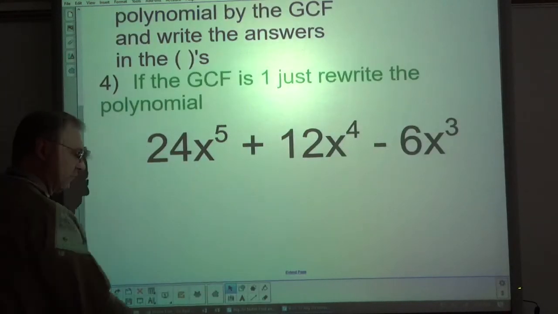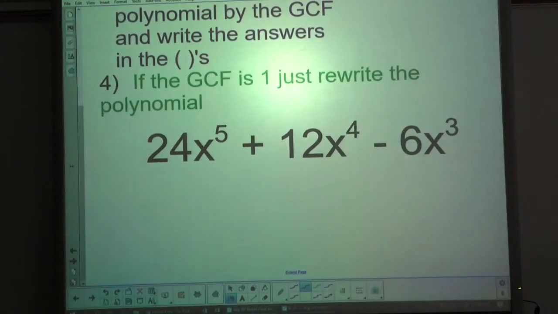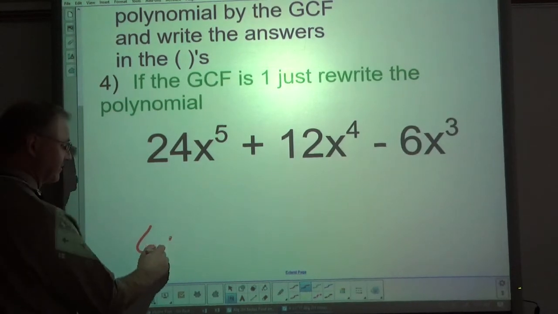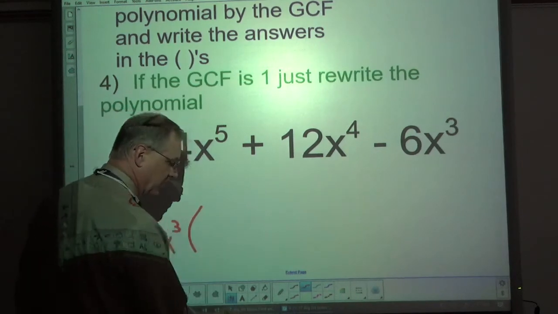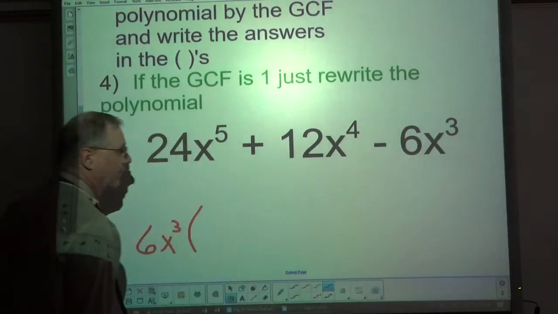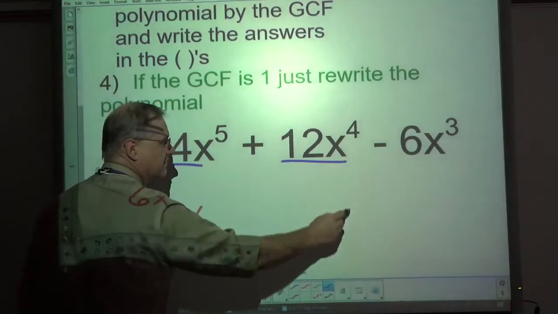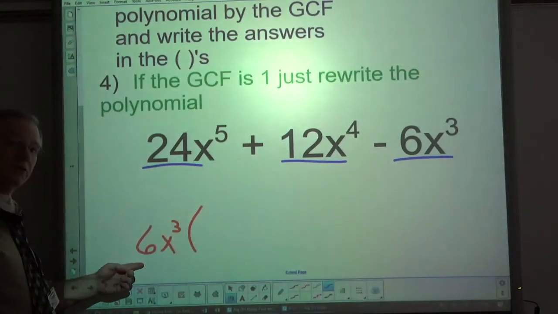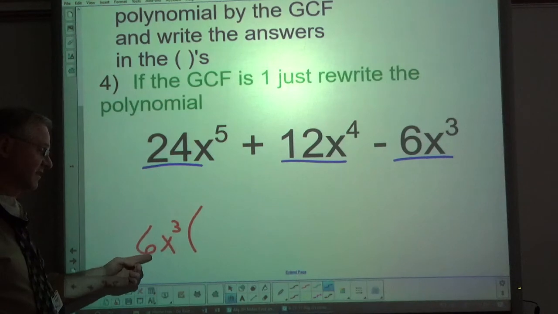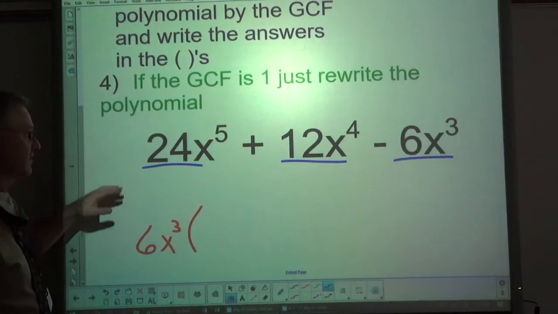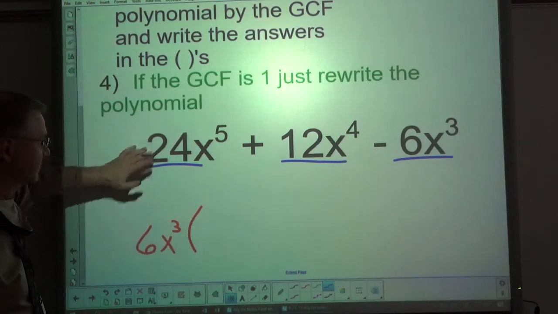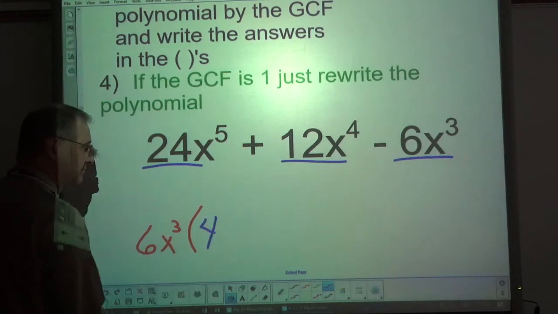So as we said before, the first step is to find the GCF. 24, 12, and 6, 6 goes into all of those. X goes in, and the smallest exponent is a 3. So I open a parenthesis. Now I need to divide each of these by the GCF, which is 6x to the third. So I start by dividing the coefficients. 6 goes into 24 4 times.